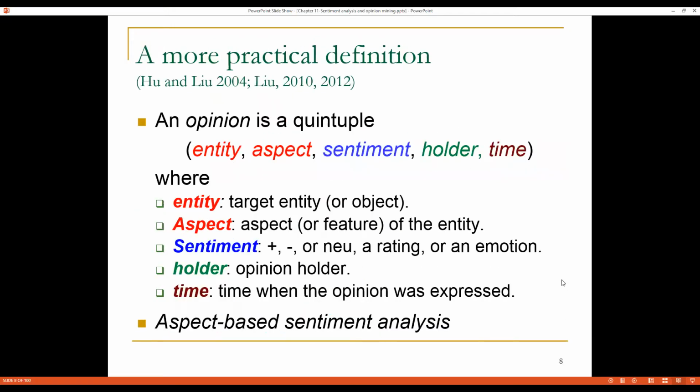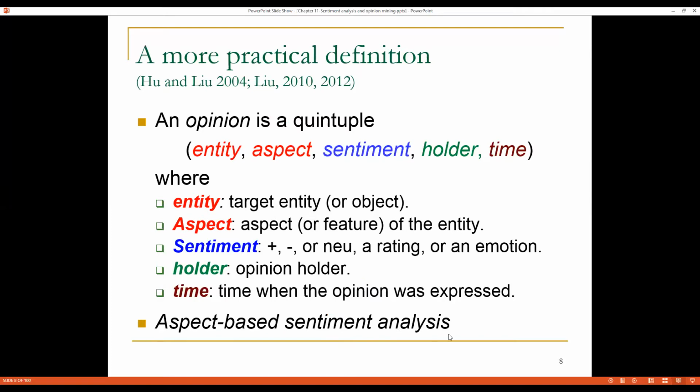So a more practical definition is an opinion as a quintuple, which breaks it down into entity, aspect, sentiment, holder, and time. The entity is the target entity, or the object. The aspect is the aspect or feature of the entity. Sentiment can be positive, negative, or neutral, a rating or an emotion. The holder is the opinion holder, and the time is the time when the opinion was expressed.